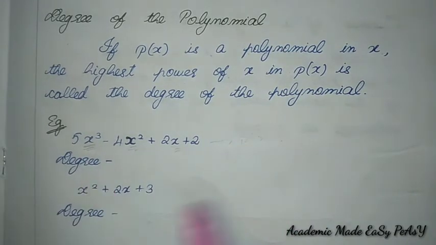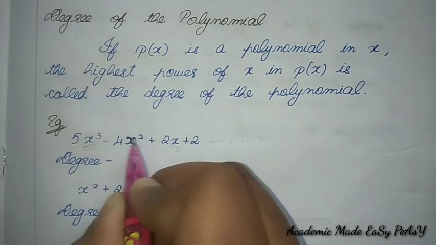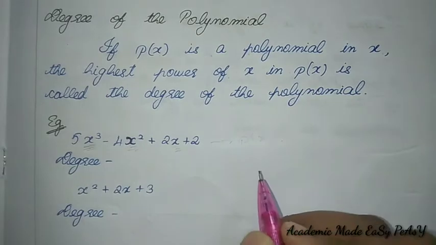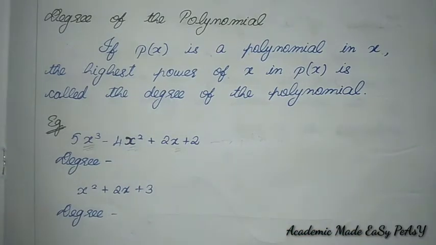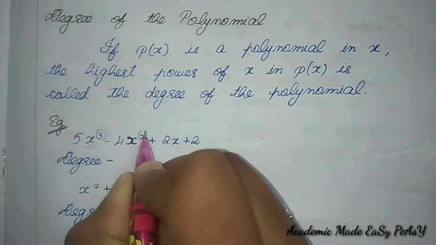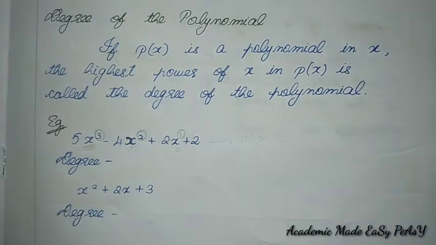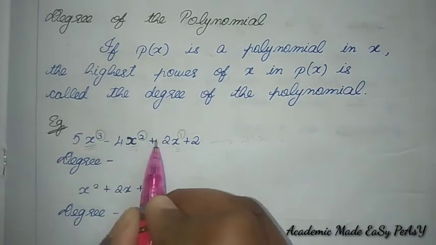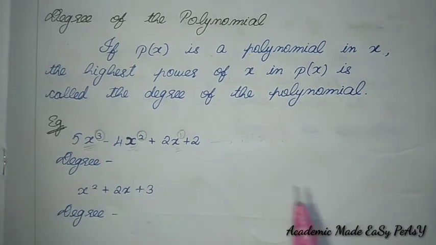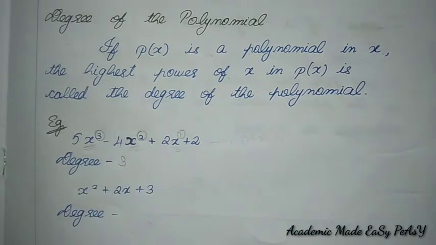Now how will I find the degree of the polynomial here? I will be checking the powers of x alone, not any other power, only the power of x. So here x power is 3, here it is 2, here it is 1. So x is nothing but x power 1. In this, which is the highest power? 3, isn't it? So the degree of the polynomial here is 3.